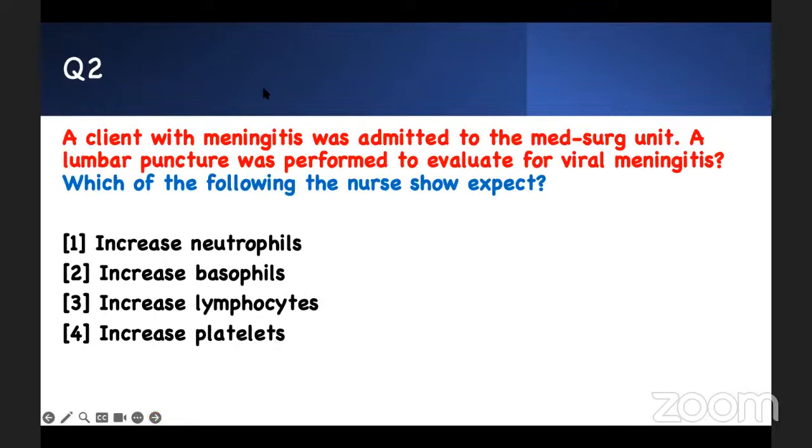Number 2, the same thing, test taking strategy. I'll show you how to attack questions. When you do that, it's easy. We do the following. A client with meningitis was admitted to the med-surg unit. A lumbar puncture was performed to evaluate for viral meningitis. When I'm doing questions, you see me underlining the buzzwords. I keep on underlining the buzzwords multiple times because then I can focus on them, to show you guys the most important things to worry about. So that's why I do that.